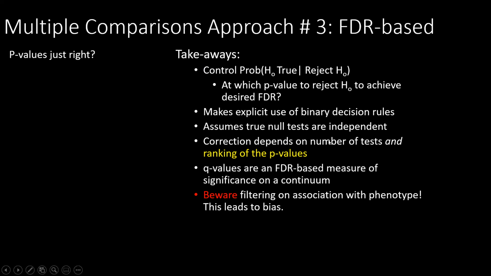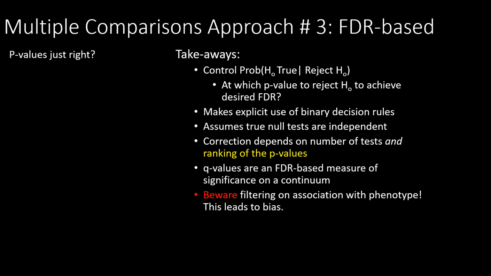What's also notable is that unlike Bonferroni, which just depends on the number of tests you're performing, FDR calculations and Q-value calculations depend on the number of tests and the ranking of the p-values. So it depends on what else is in your p-value vector.